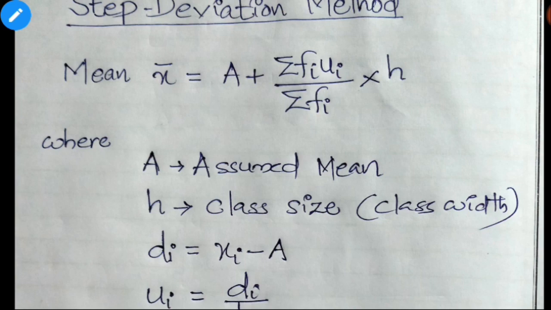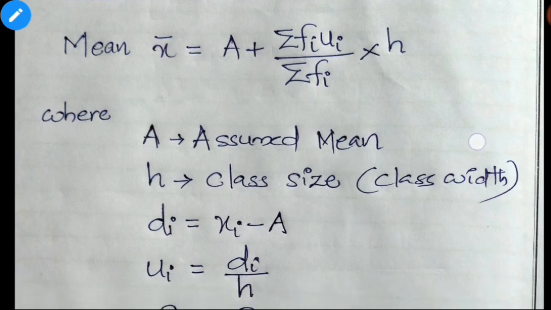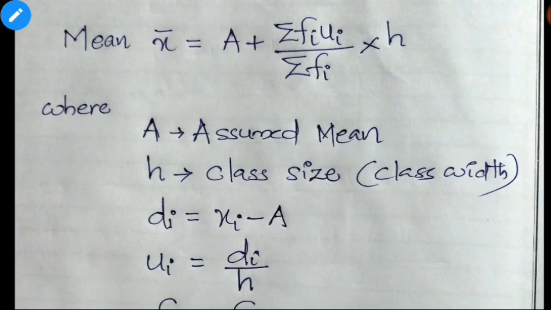In 9th standard we have studied how to find class size. Class size of a class equals upper limit minus lower limit. Class size is also known as class width. And di equal to xi minus a.